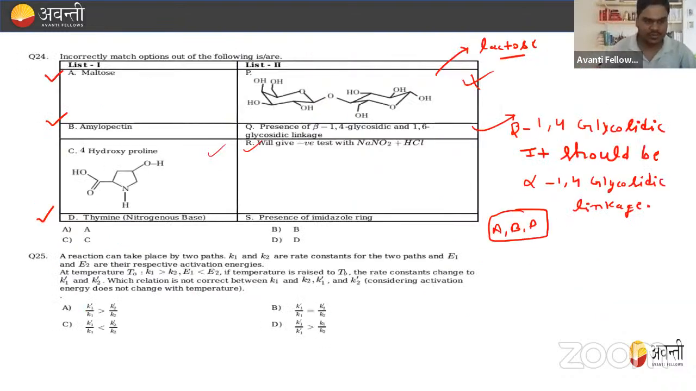So which of the following is the correct option out of these? So that is A, B, and D. So which relation is not correct? A, B, and D relations are not correct. So the only correct equation is this, right? That is K1 dash upon K1 is greater than K2 dash upon K2. So the three options, A, B, and D, are incorrect according to this.